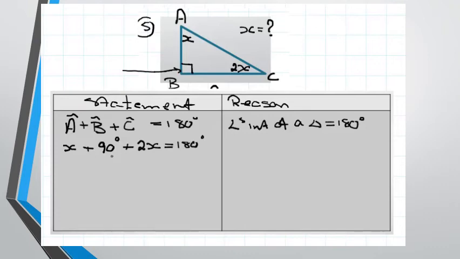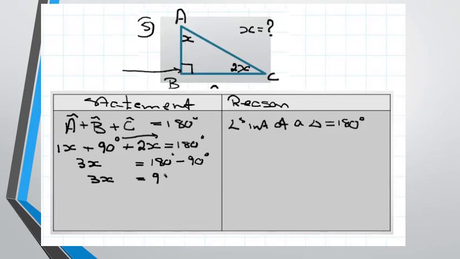So therefore I'm going to add now here, remember in front of that x, strictly speaking, hidden information, a 1. So 1x plus 2x is going to leave me with a value, namely 3x. At the same time, I'm going to take the 90 degrees to the right hand side. So I'm going to have 180 degrees minus the 90 degrees. So on the left 3x, on the right 180 minus 90 is going to give me 90 degrees.